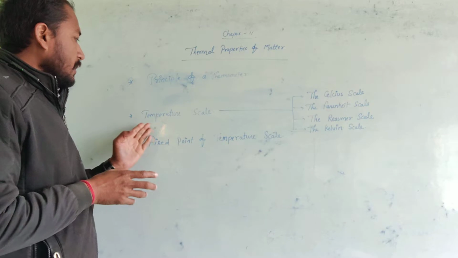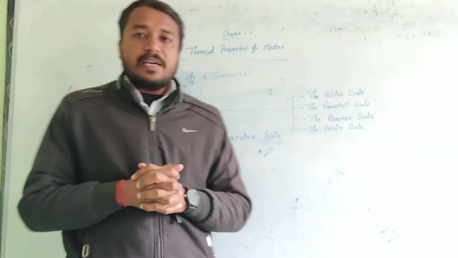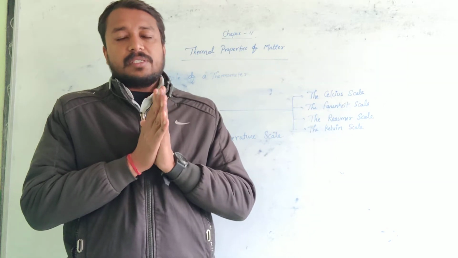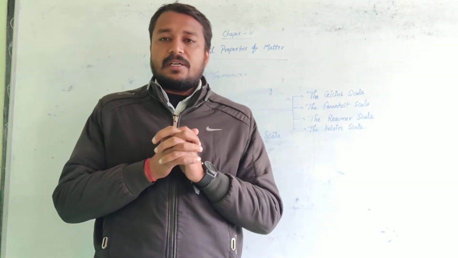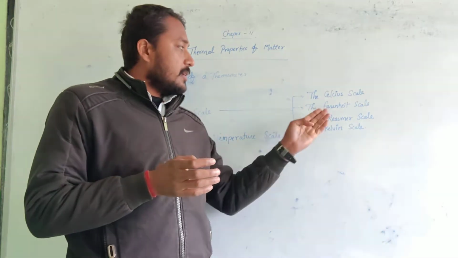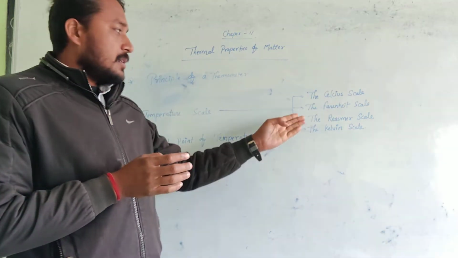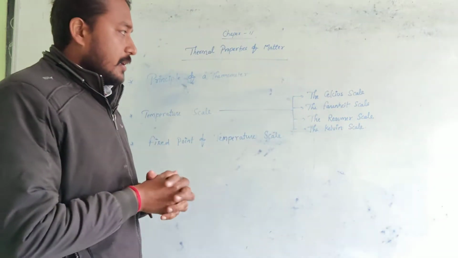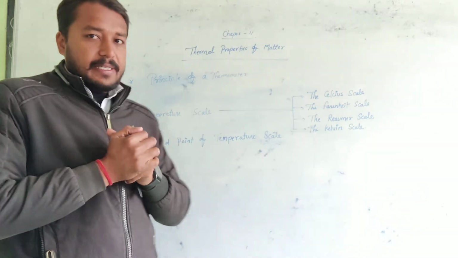Now, what is a temperature scale? The scale which is used to measure the degree of heat is known as a temperature scale. There are different temperature scales, as you see here: the Celsius scale, the Fahrenheit scale, the Reaumur scale, and the Kelvin scale. Right, now how are these scales designed?